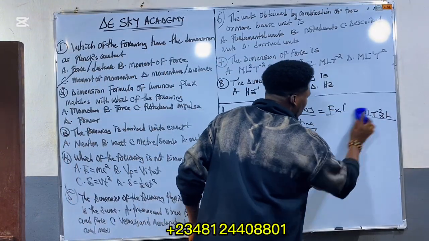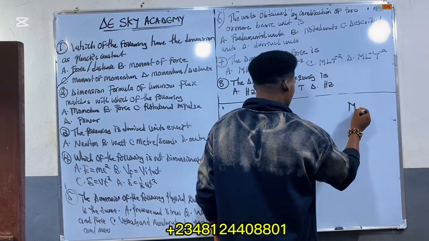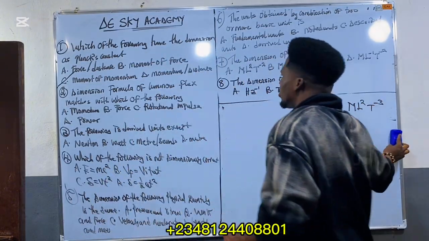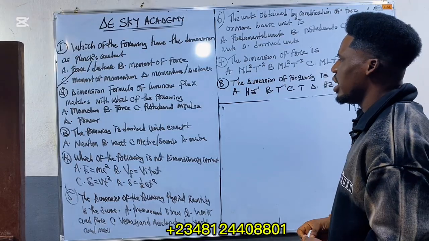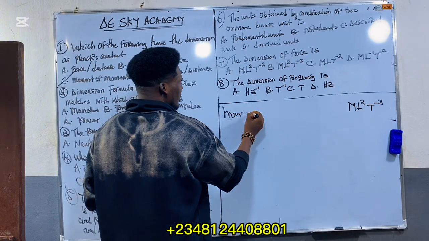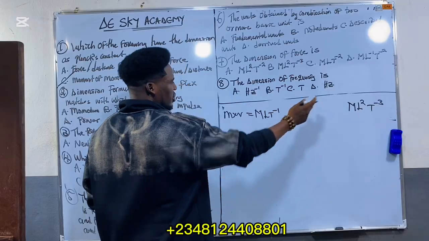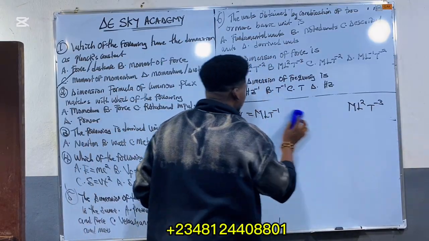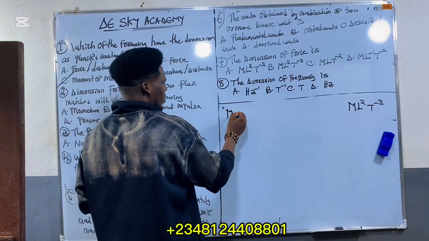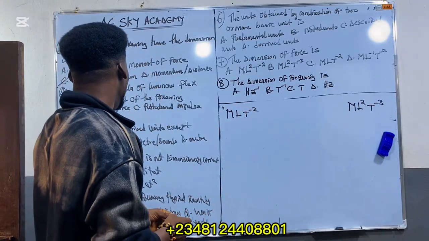So let me drop it somewhere: ML^2T^-3. Let's solve now. Option A is momentum. Of course, momentum can never be the answer. Momentum is mass times velocity. Mass is M, the dimension for velocity is LT^-1, so it does not correspond. So that's not option A. Option B is force. Force is MLT^-2. It is not corresponding with that.